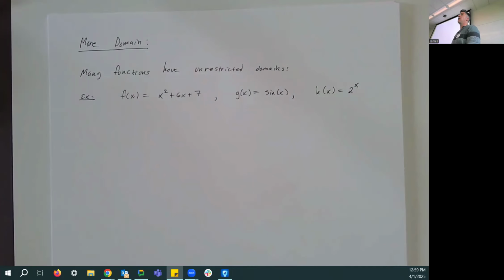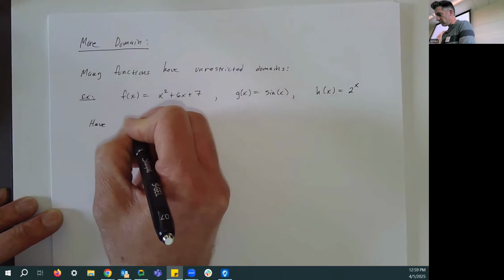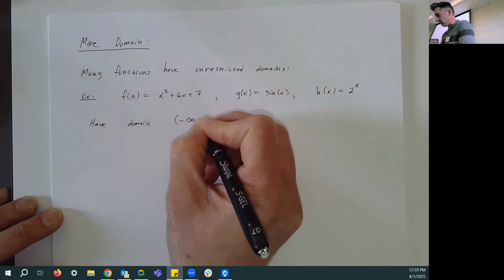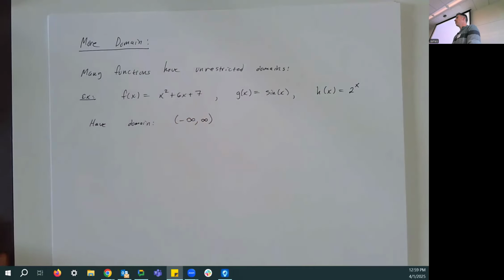x can be any real number, positive, negative, rational, irrational, et cetera, et cetera. Sometimes you get weird outputs based on what you put in, but there's nothing x is not allowed to be. So each of these has domain all real numbers, negative infinity to infinity. I should say more generally, any polynomial has a domain that's all real numbers. What's a polynomial, you might ask?